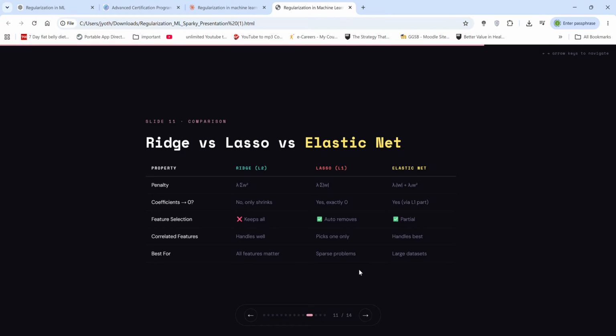Lasso is best for sparse problems. A sparse problem is where the data usually has 0, 1, 0, 1 values, which we call sparse. And for the larger data set, we use elastic net.